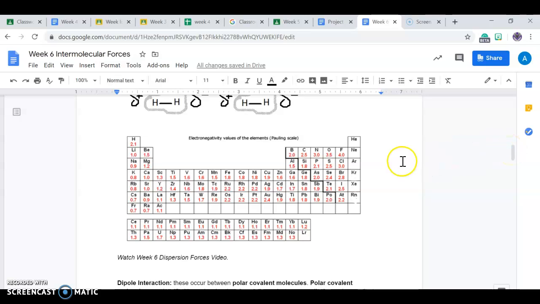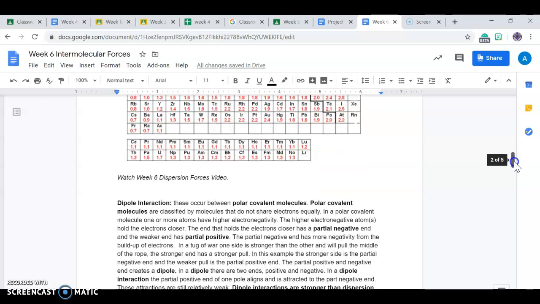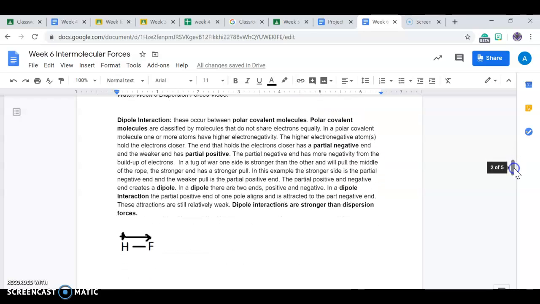So keep in mind, anything that's 2 or greater is an ionic bond, right? There's a transfer of electrons. So we're in that polar covalent range, so not being shared equally. One atom has a stronger pull than the other, all right? And we have a partial positive and a partial negative end. So that's what creates the dipole.